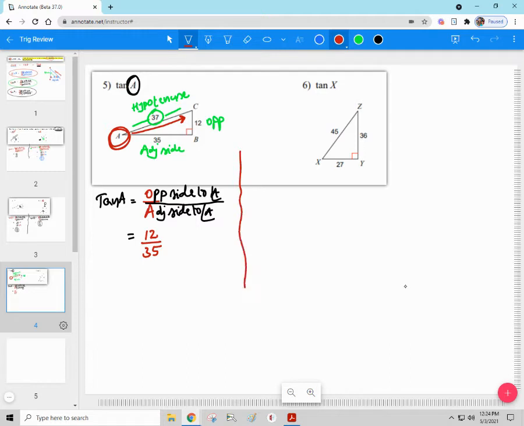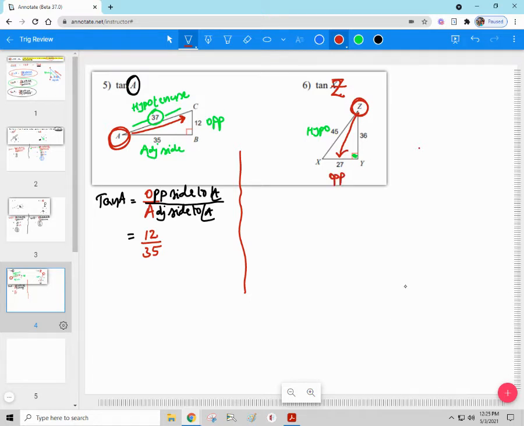So let me take another example. I want to change the question here. Instead of tan x, let's say that you are asked to find tan z. As I mentioned before, if possible, please label the given diagram. I know that the side opposite to 90 degrees is the hypotenuse. Therefore, this is the hypotenuse. And next, we are referring to angle Z. Therefore, this is going to be the opposite side.